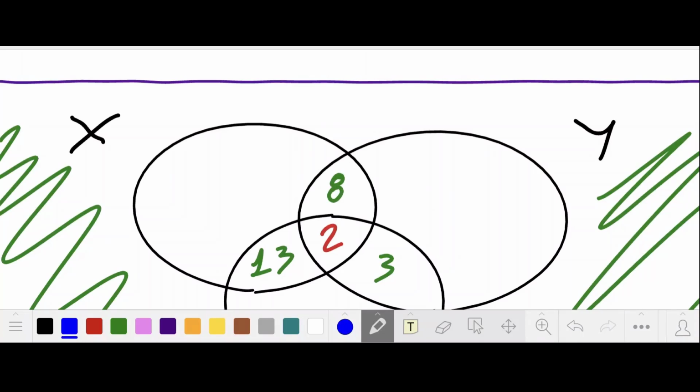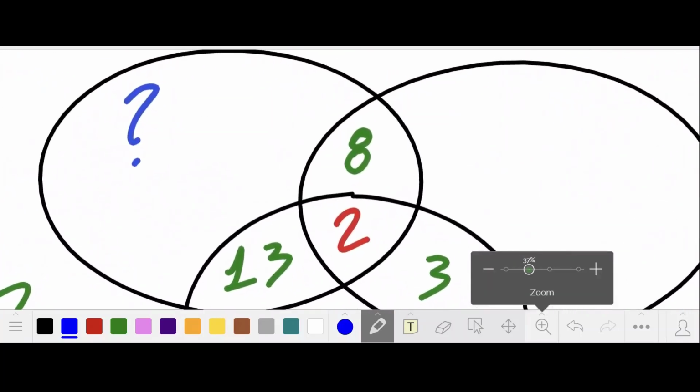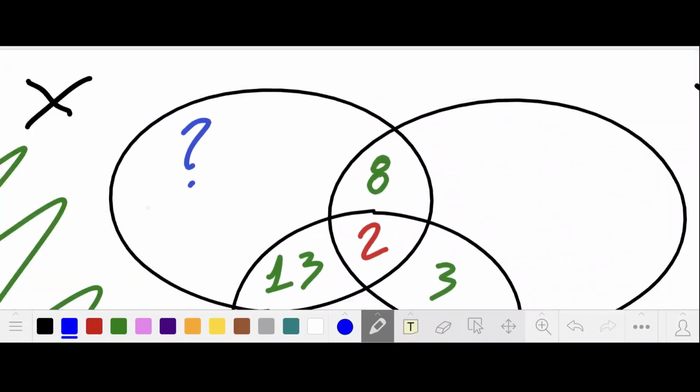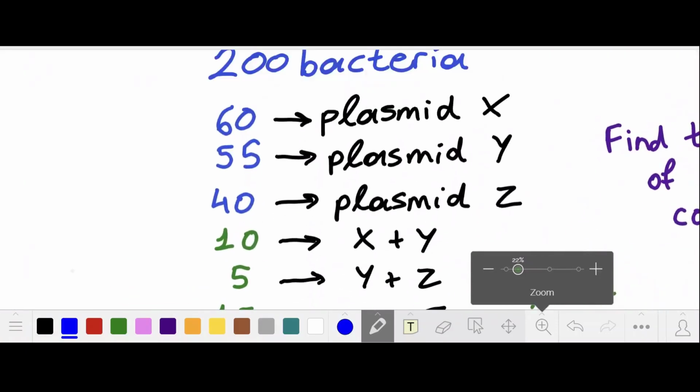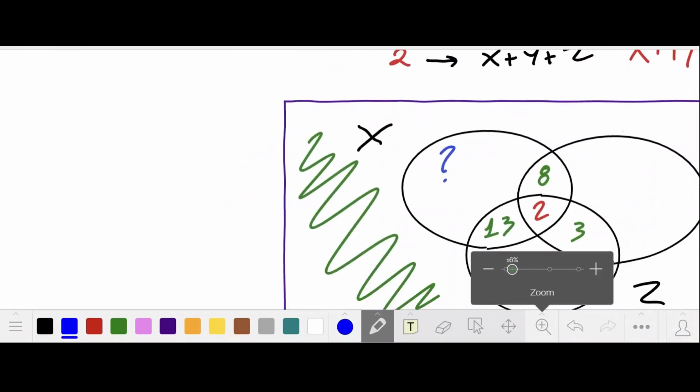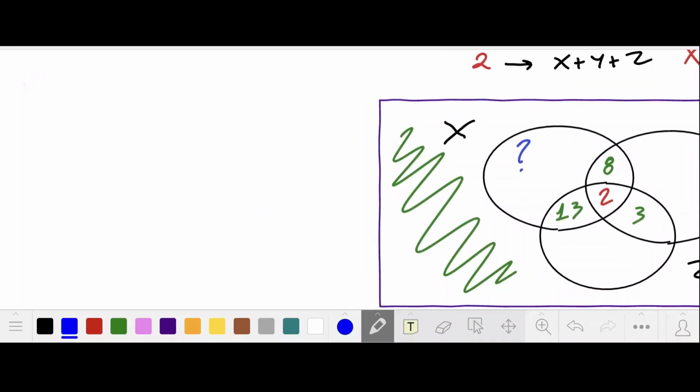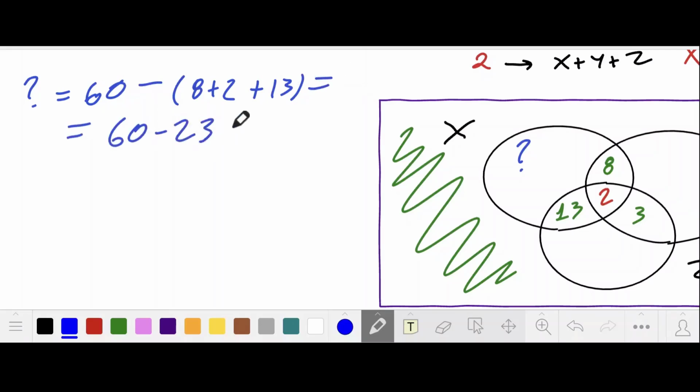Now, in order to calculate the amount of bacteria that are in this region of our graph, we have to subtract those three numbers, 8, 2, and 13, from the total number of bacteria that contain the plasmid X, and that is equal to 60. So, in order to find the question mark, we have to subtract 8, 2, and 13 from 60. This is equal to 60 minus 23, and that is equal to 37. So the question mark is equal to 37.